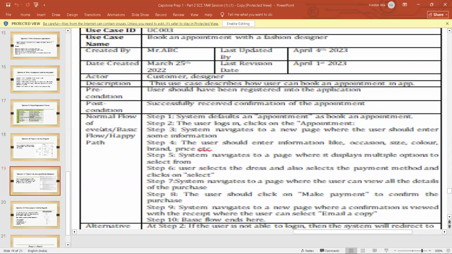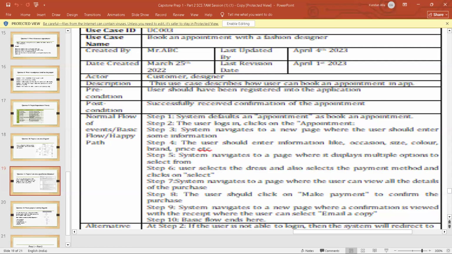Okay, so here we will also have the normal flow. Normal flow means: step one, the system defaults an appointment as book an appointment. Step two, the user logs in and clicks on the appointment. The system navigates to a new page where the user enters some information. The user should enter information like occasion, size, color, brand, and price, etc.